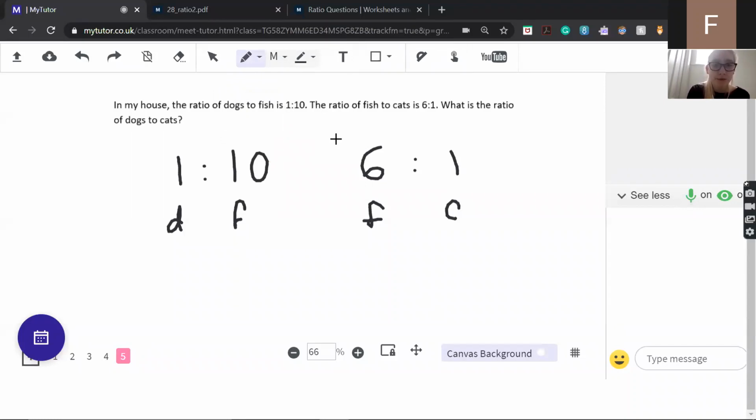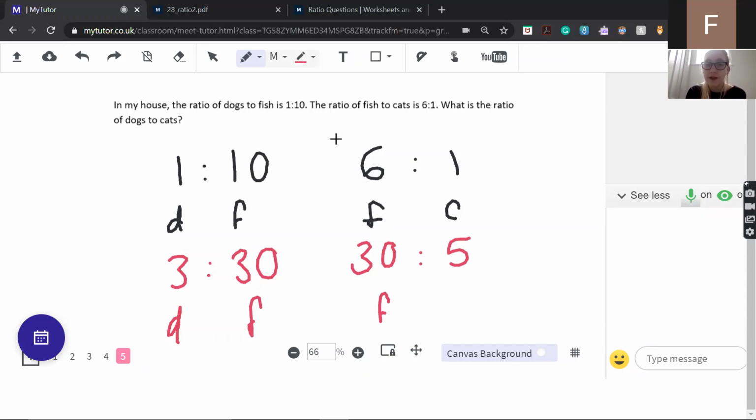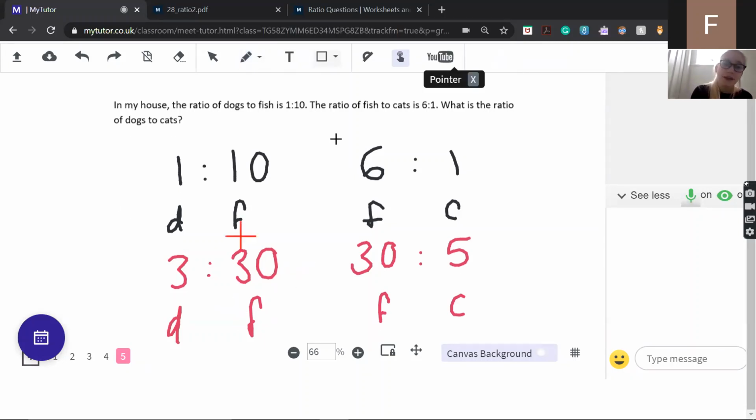So to make this one equal to 30, I'll do this in a different colour. We're going to multiply by 3. So we get 3 to 30. So for every 3 dogs, there are 30 fish. And I'm going to keep writing what they are underneath. And this one, to make 6 equal to 30, we times it by 5. So we times the 1 by 5 as well. So for every 30 fish, there are 5 cats. And now these are equal numbers and they're both numbers of fish.